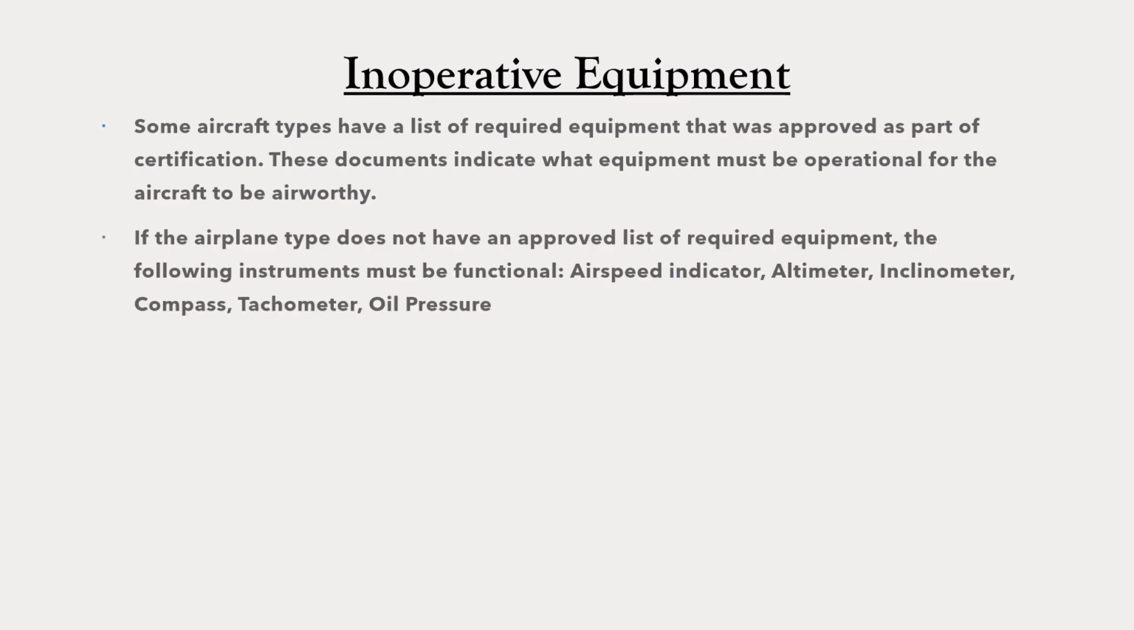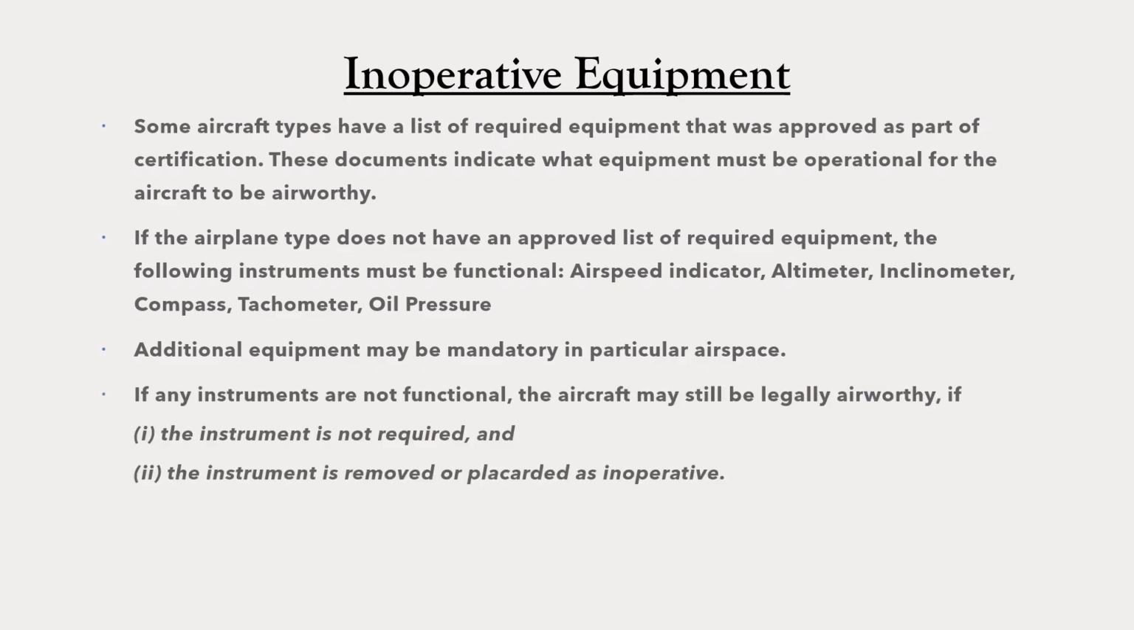If the airplane does not have a minimum equipment list, then there's a set list of instruments that need to be working: the airspeed indicator, the altimeter, the inclinometer, a compass, a tachometer, and an oil pressure indicator. If you're operating in certain classes of airspace, then there may be additional equipment that is mandatory in that airspace.